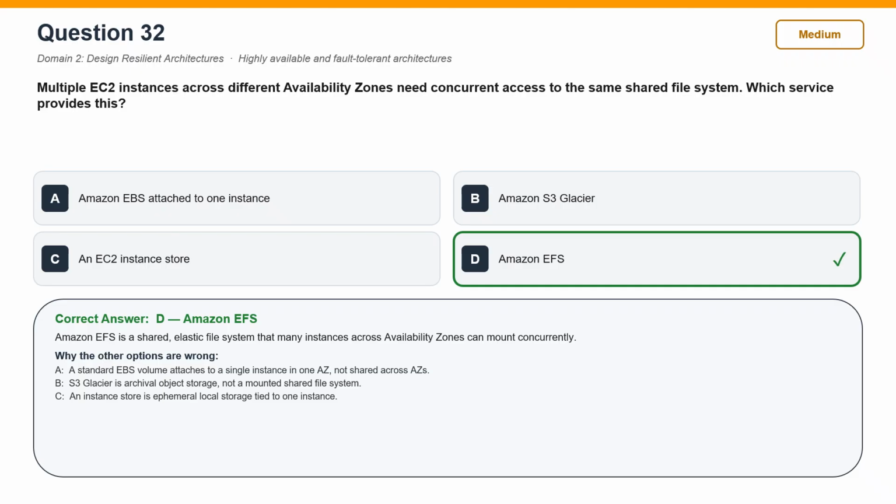Amazon EBS attached to one instance is incorrect. A standard EBS volume attaches to a single instance in one AZ, not shared across AZs. Amazon S3 Glacier is incorrect. S3 Glacier is archival object storage, not a mounted shared file system. An EC2 instance store is incorrect. An instance store is ephemeral local storage tied to one instance.